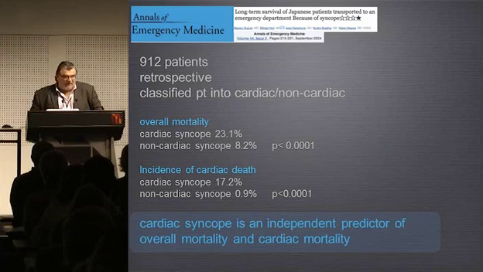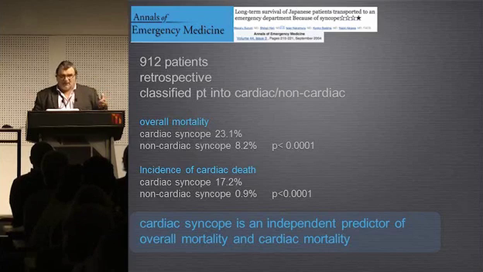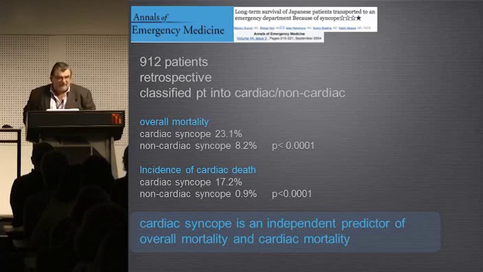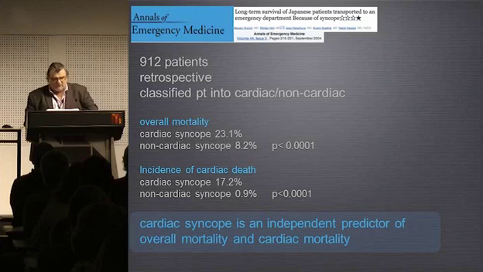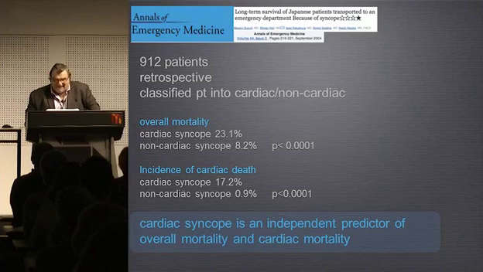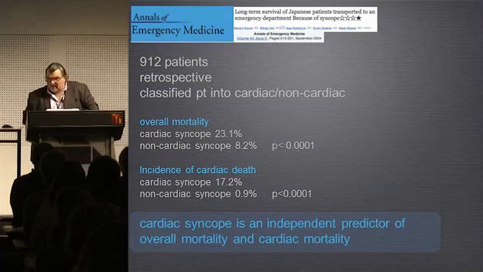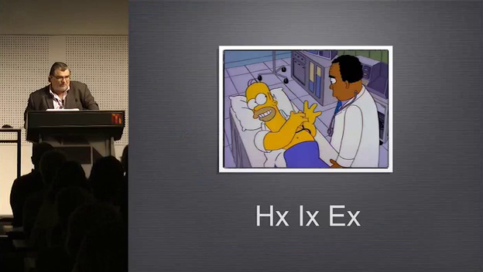This is a Japanese study because the Japanese people have a lower risk of cardiac disease because of lifestyle and diet, etc. So they wanted to see what effect it had if it was a cardiac-related syncope. Overall, if you look down the bottom, their conclusion was that cardiac syncope is an independent predictor for overall mortality and cardiac mortality. Okay? So cardiac versus non-cardiac becomes very important.